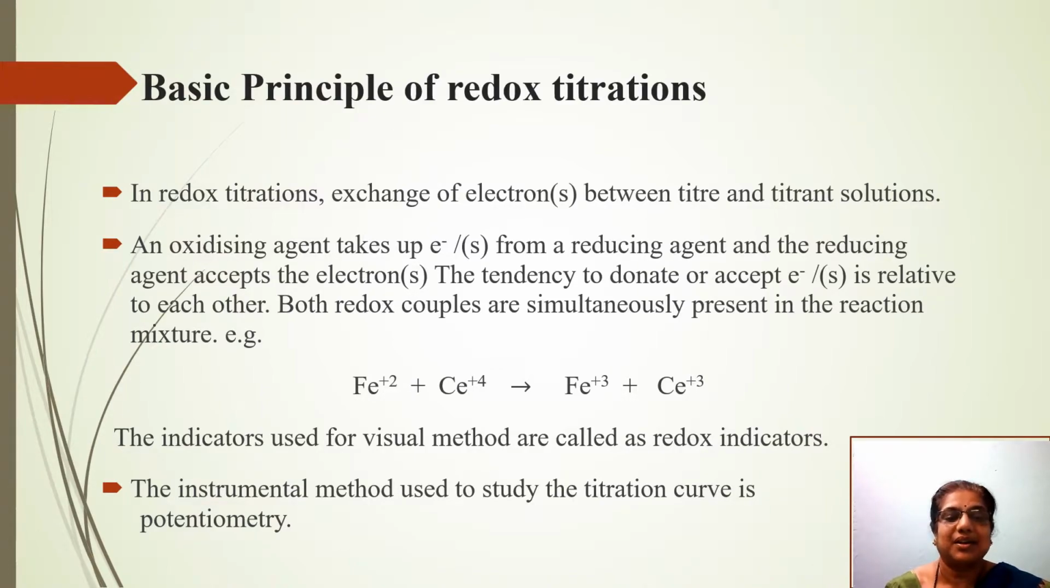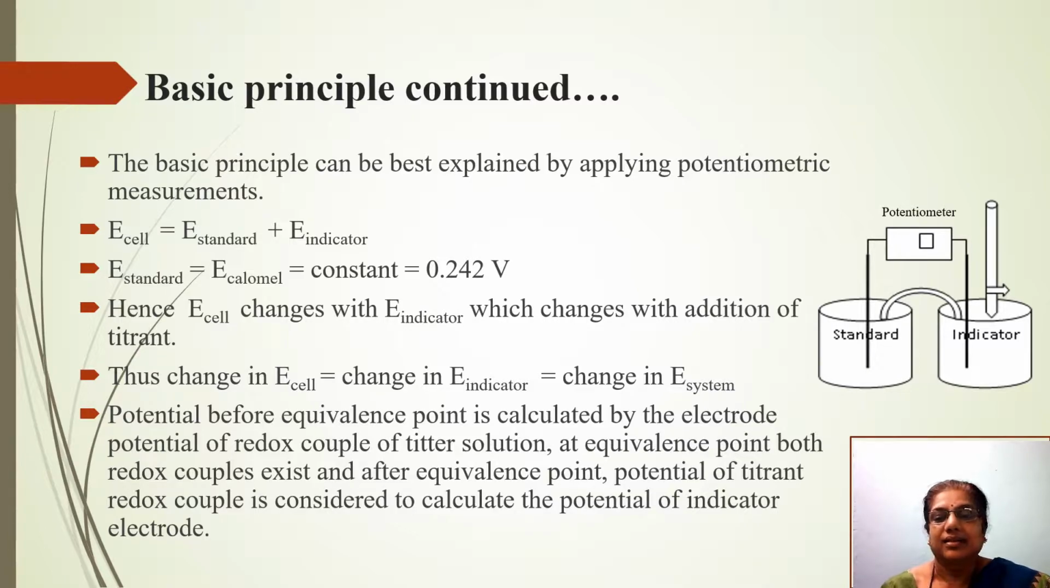A common example studied for redox titrations is here. It is ferrous solution reacting with ferric solution, and the ferrous ions get converted into ferric ions and ferric ions get converted into ferrous ions. By the visual method, when the redox titration is studied, the indicators used are called redox indicators, and by instrumental methods, the redox titrations are studied by potentiometry. Potentiometry well explains the redox titrations.